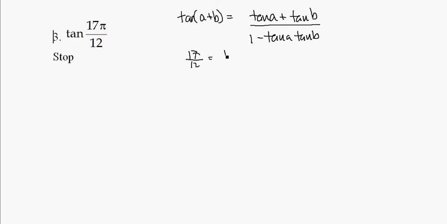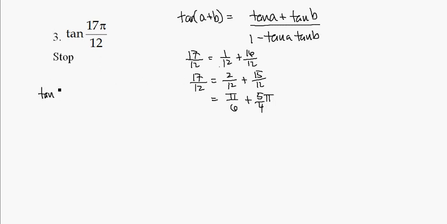17 over 12 is equal to 1/12 plus 16/12. I don't have a 1/12 angle in my bag of tricks, so 17/12 is 2/12 plus 15/12, which is a sixth plus, if I divide both of these by 3, I get 5 over 4. I squeeze some pi's on there. I'm all set.